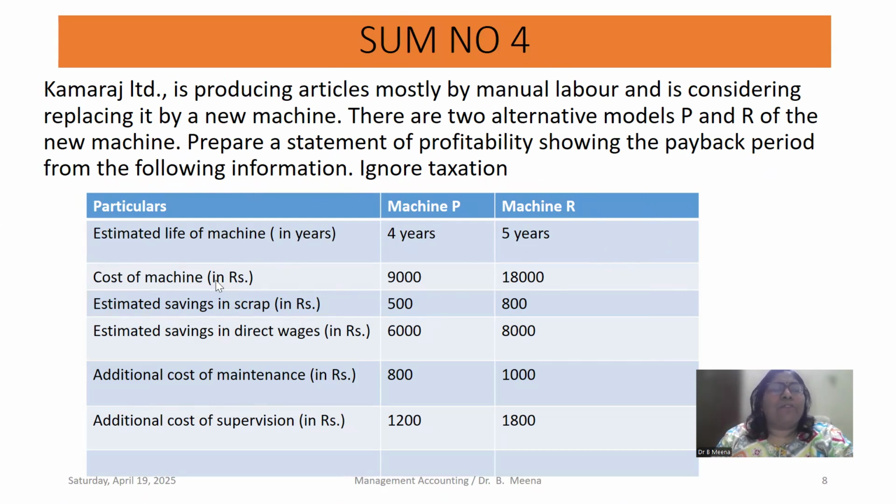taxation. So we have the information about the estimated life of both the machines, 4 years and 5 years. The cost of the machine is 9,000 and 18,000. The estimated savings in scrap and estimated savings in direct wages were given. The additional cost of maintenance and supervision costs were given. First of all, we need to work out the annual cash inflows, by using these savings, comparing with the cost, that tells you the profitability.